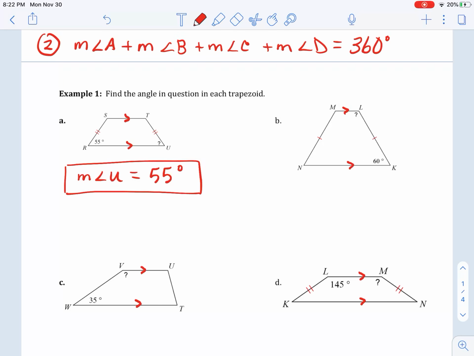And so the measure of angle U must also be 55 degrees. If we look at the next picture, the question mark and the 60 are running along our leg, right? Our legs are going to be our non-parallel side. So the question mark is on L and the 60 is on K. That line segment LK is not parallel to anything, and so they're going to be supplementary. So the measure of angle L is going to be equal to 180 minus 60, which is going to equal 120 degrees. So we have base angles in A, we have leg angles in B. There's a difference, right? The base angles are congruent, the leg angles are supplementary.